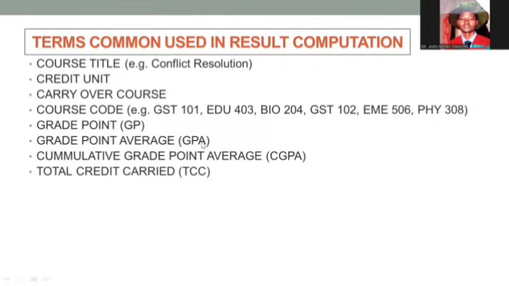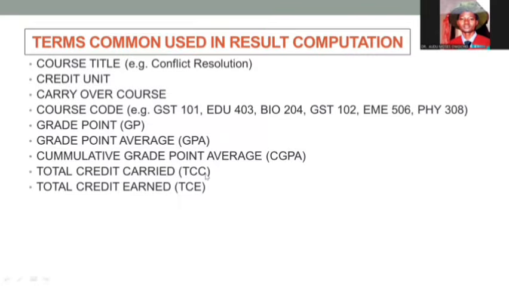Then we have total credit carried. Each semester, a student is expected to carry a particular credit unit. In the case of a BMAS document, the minimum credit unit is 18, while the maximum is 24. But in the CCMAS document, the minimum is 15, while the maximum is 24. So the total credit carried by a student each semester, we call it total credit carried, TCC.